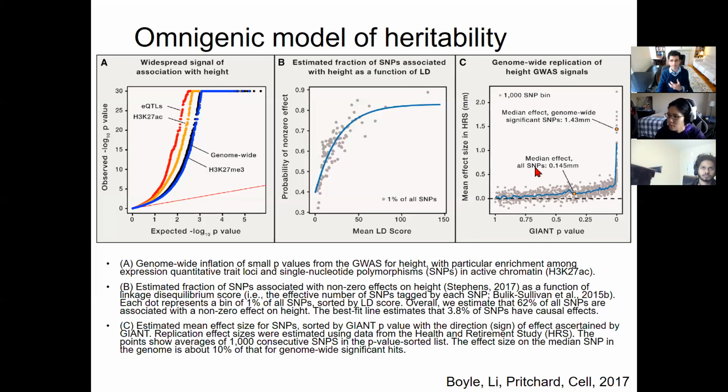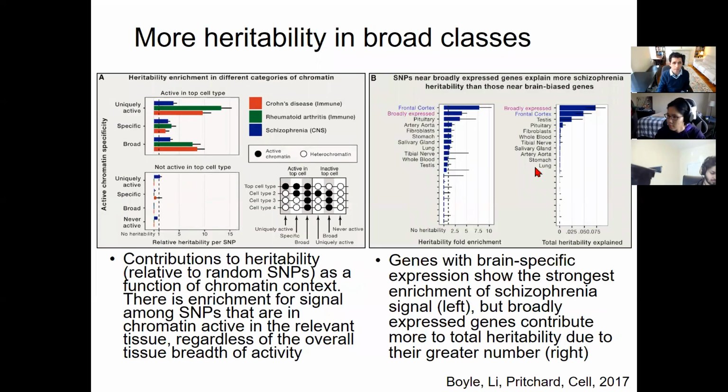So the question is, is every SNP in the genome associated with height? And the answer is that there is in fact more heritability to be captured in these broad functional classes. That if you basically look at what are active in the top cell type and which ones are uniquely active or specific or broad, that in fact these broadly active classes are capturing a lot of heritability.